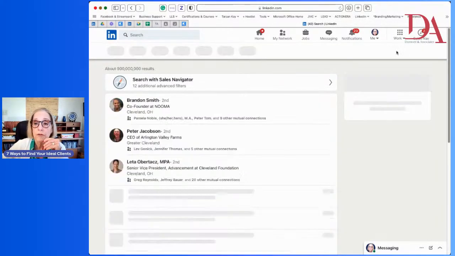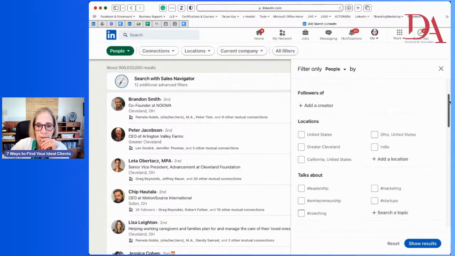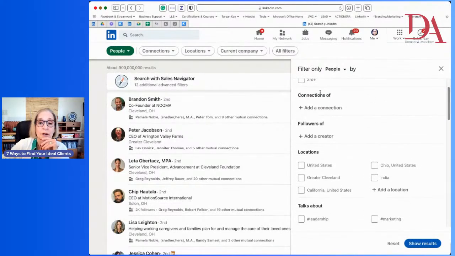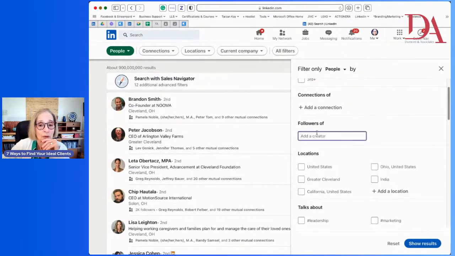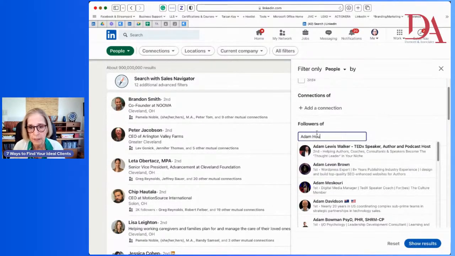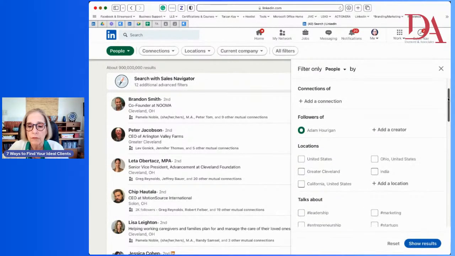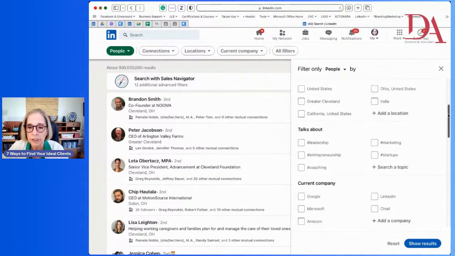Now let's go back. Let's reset this and go back to all filters. I want to show you another possibility. You can go down here and you can look at followers. So you're going to add a creator. So, you can go in here and you can add in the followers of a particular creator, someone who is on LinkedIn a lot. So let's see. I'm going to enter Adam Houlihan. I know Adam is an influencer and I know he has a lot of connections.